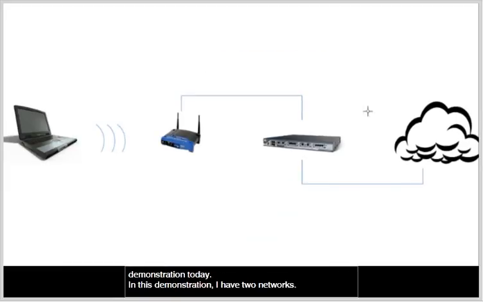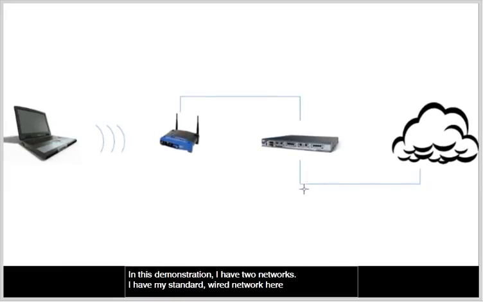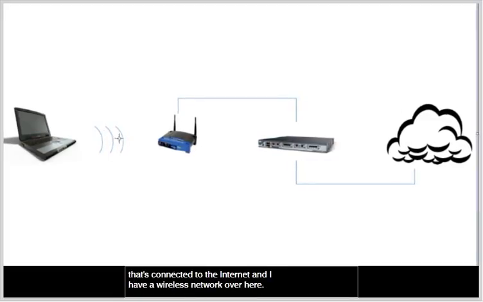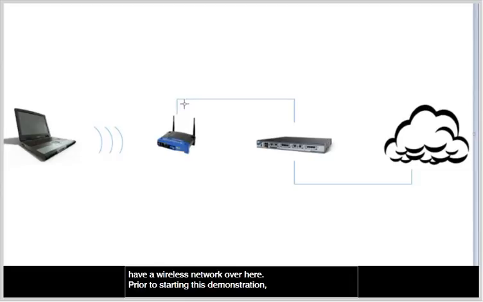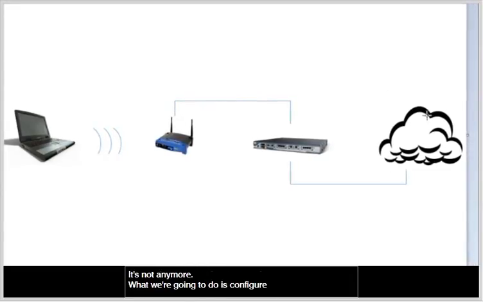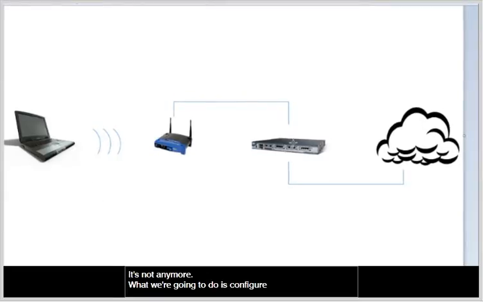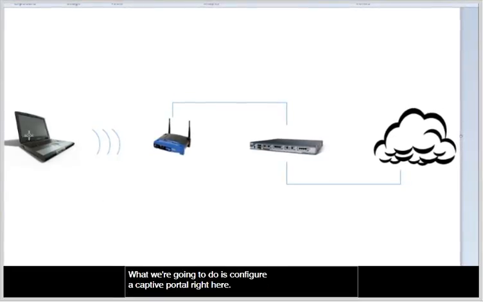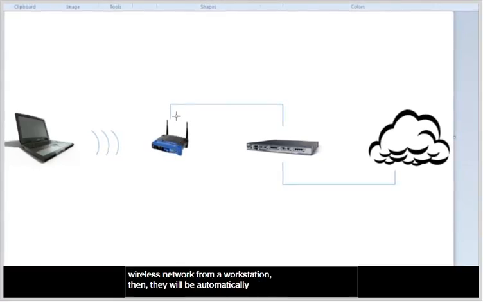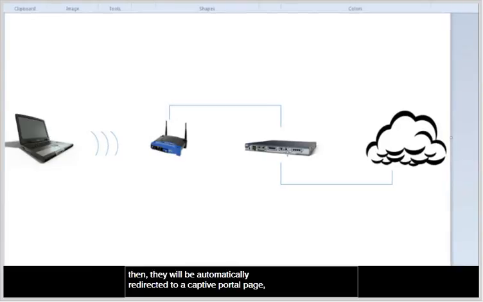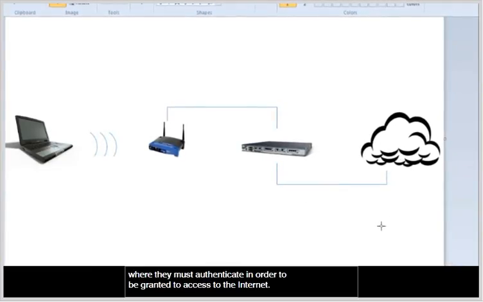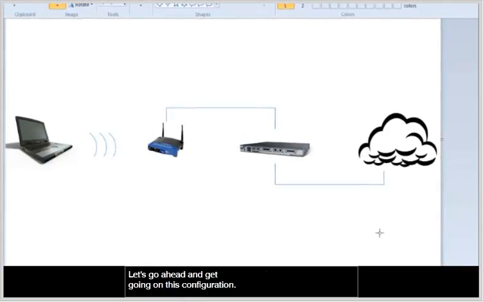In this demonstration, I have two networks. I have my standard wired network here that's connected to the internet, and I have a wireless network over here. Now, prior to starting this demonstration, this wireless network was connected directly to the internet. It's not anymore. What we are going to do is configure a captive portal right here so that when a user connects to the wireless network from a workstation, then they will be automatically redirected to a captive portal page where they must authenticate in order to be granted access to the internet. So let's go ahead and get going on this configuration.